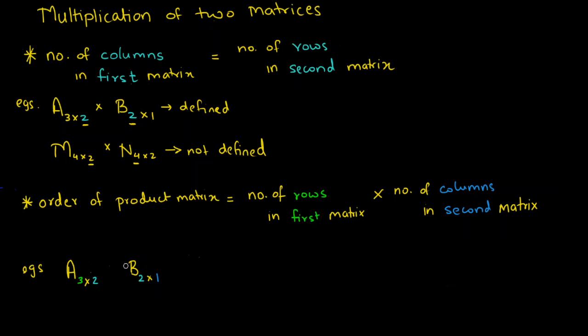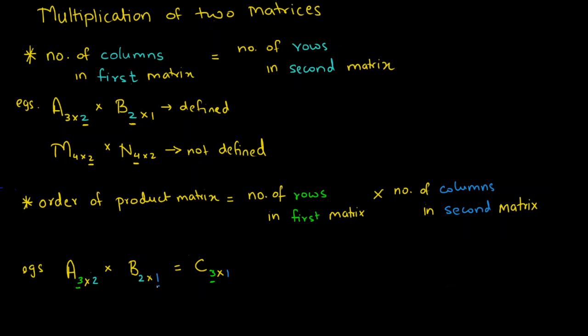Now when I multiply the two, suppose I end up with a matrix C. The resultant matrix C will have the same number of rows as the first matrix, and the same number of columns as the second matrix. So the order of matrix C will be 3 by 1, right? The number of rows of the first matrix, which is 3, and the number of columns of the second matrix, which is 1, if you notice here.